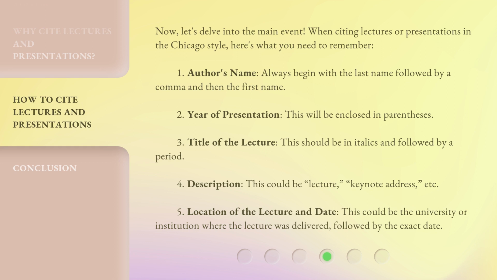4. Description. This could be lecture, keynote address, etc. 5. Location of the lecture and date. This could be the university or institution where the lecture was delivered, followed by the exact date.